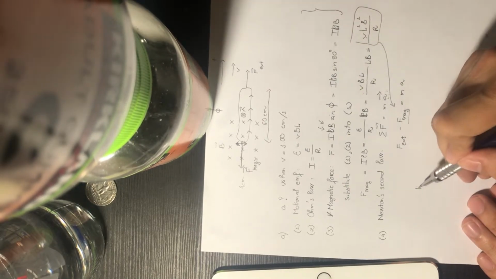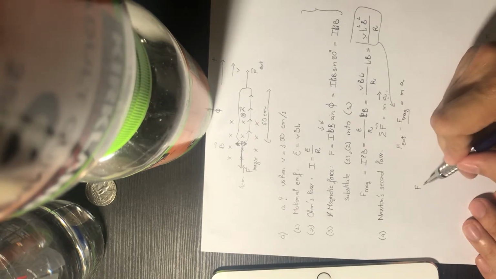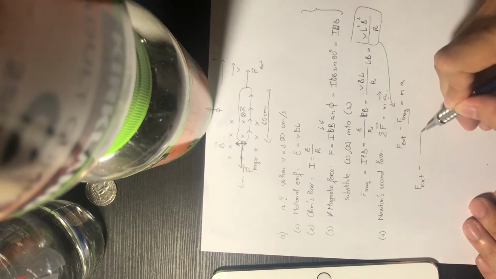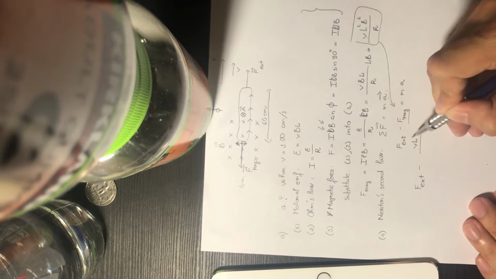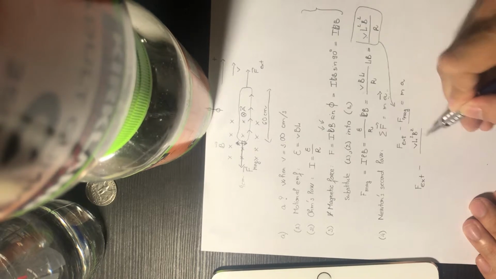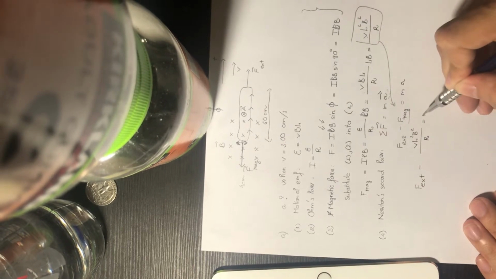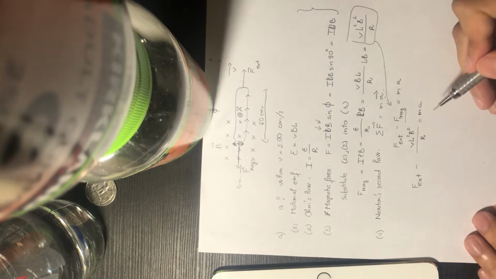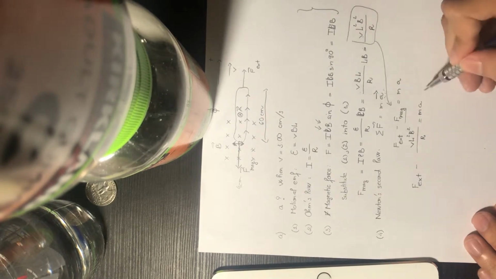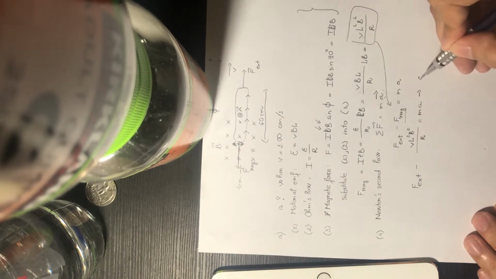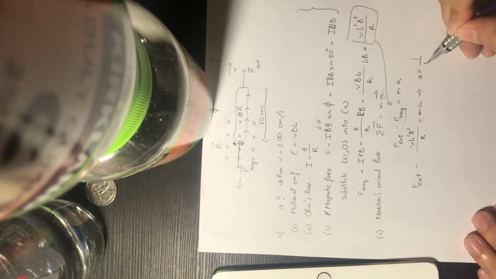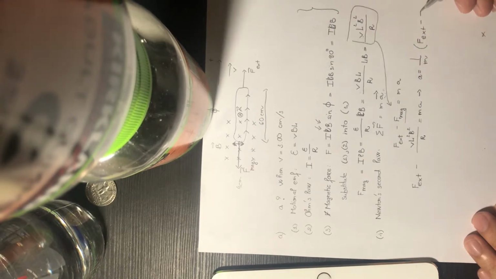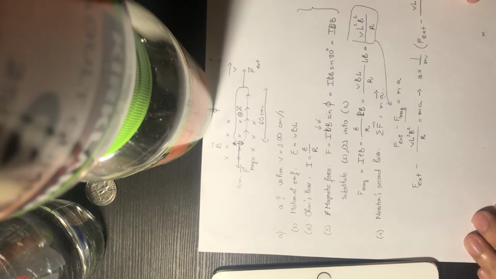And now we have external force minus the formula that we just found above equal MA. And now we divide the left hand side by M. We will have A equal 1 over M times external force minus magnetic force.